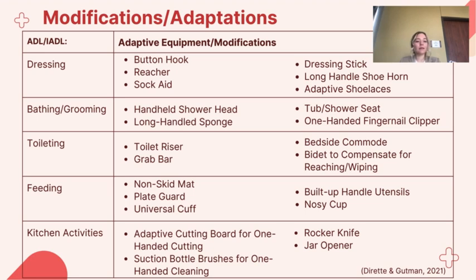For feeding, this may look like a non-skid mat, plate guard, a universal cup, or a nosey cup. For different kitchen activities, some recommendations you may try for your client include adaptive cutting board for one-handed cutting, a rocker knife, or a jar opener. These are just a list of a few examples that you may try with your client.